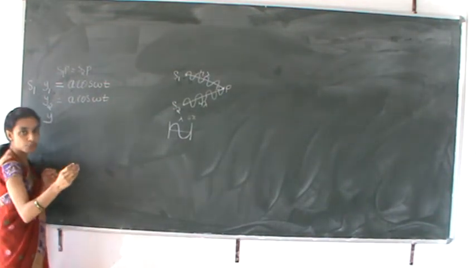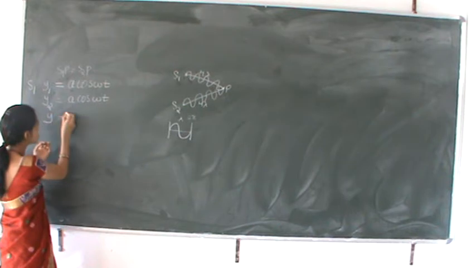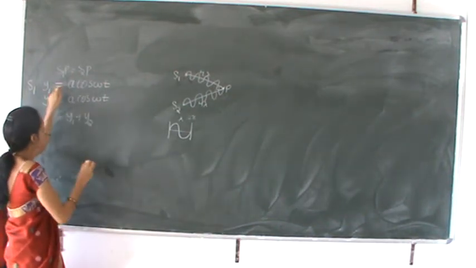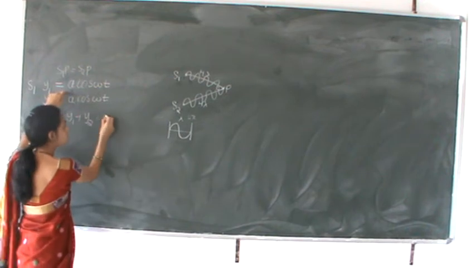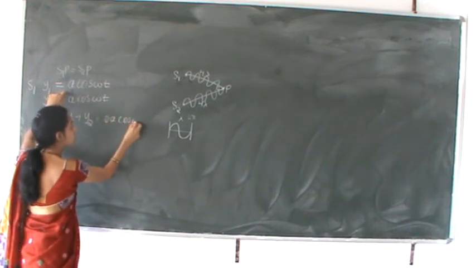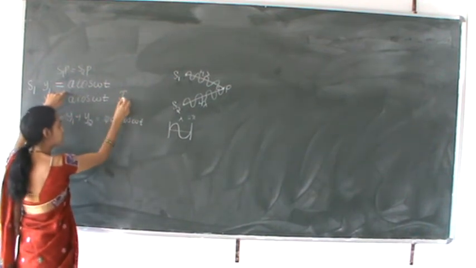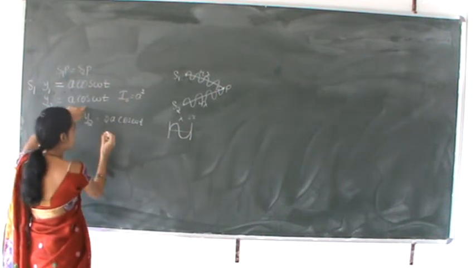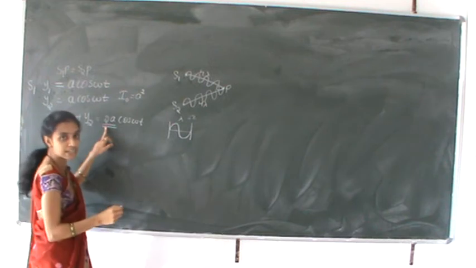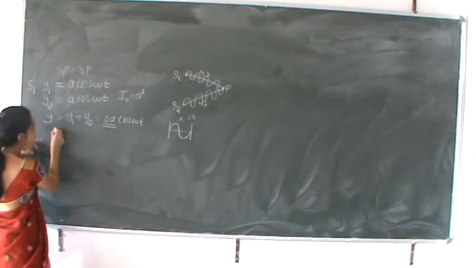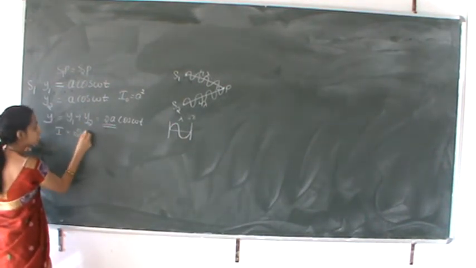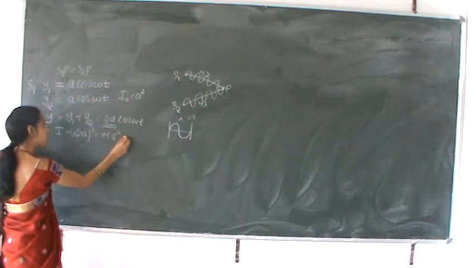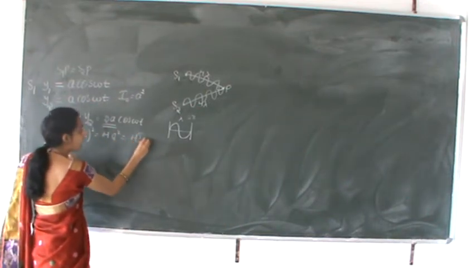What about the resultant displacement? Y is equal to Y1 plus Y2, which gives 2A cos omega t. Here the initial intensity of the individual wave I0 is equal to A square. This is the resultant amplitude, so I is equal to 2A whole square, which is 4A square, nothing but 4 I0.